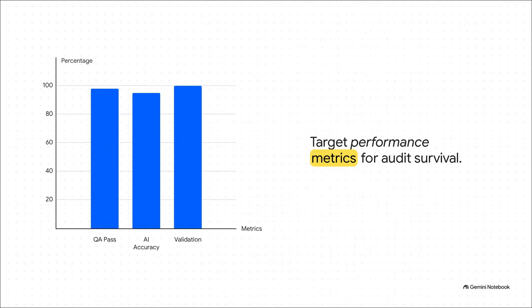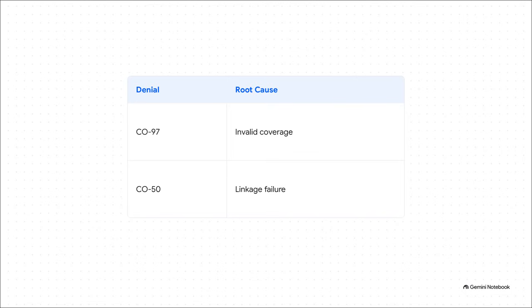But the most critical metric? A 100% human validation rate of those AI suggestions. At the end of the day, accountability always rests with the human coder. Playing offense with your revenue means proactive denial mitigation. You need to understand root causes before they happen.